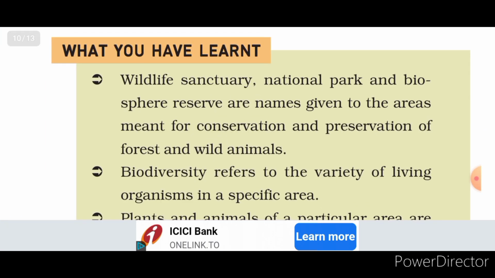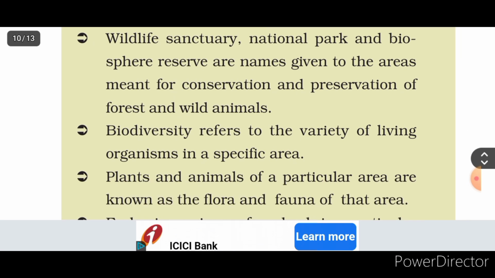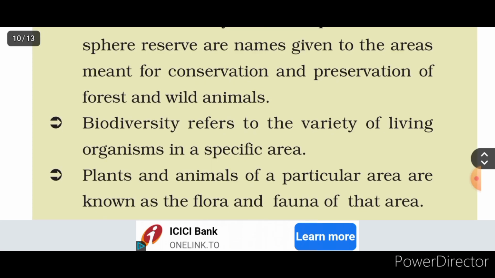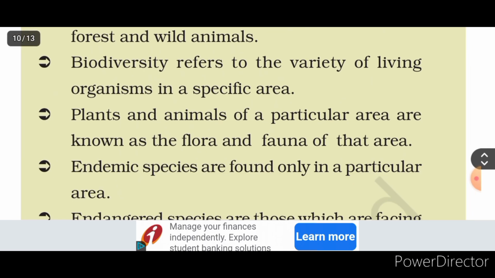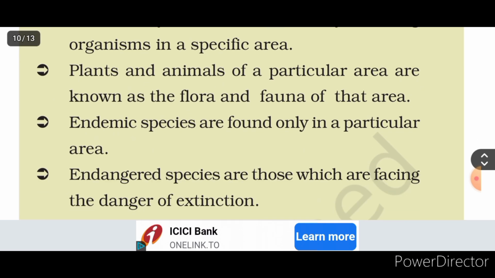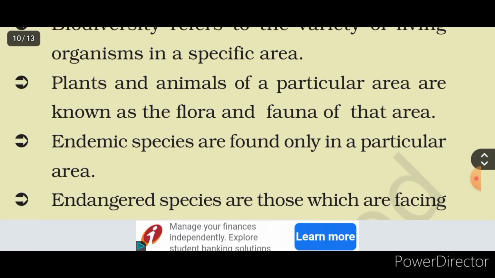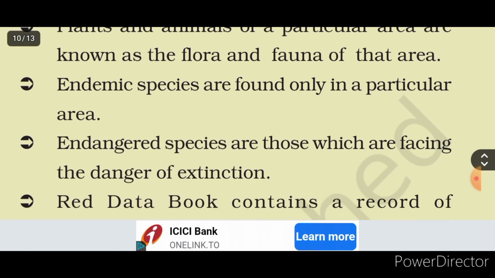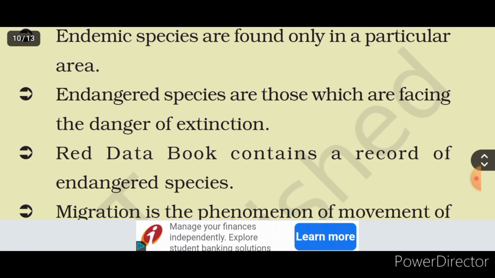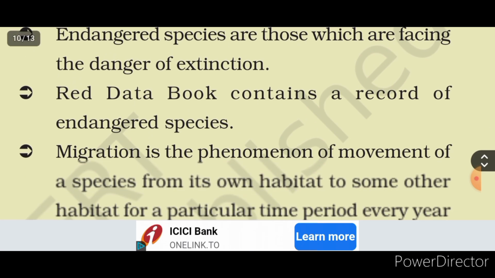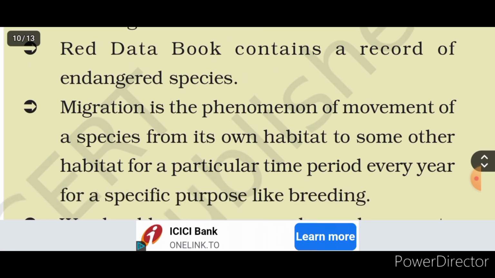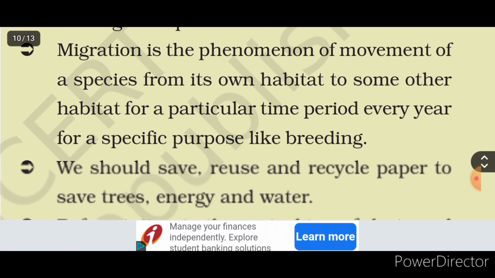Wildlife sanctuaries, national parks, and biosphere reserves are names given to the areas meant for conservation and preservation of forest and wild animals. Biodiversity refers to the variety of living organisms in a specific area. Plants and animals of a particular area are known as the flora and fauna of that area. Endemic species are found only in a particular area. Endangered species are those which are facing the danger of extinction. Red Data Book contains a record of endangered species.